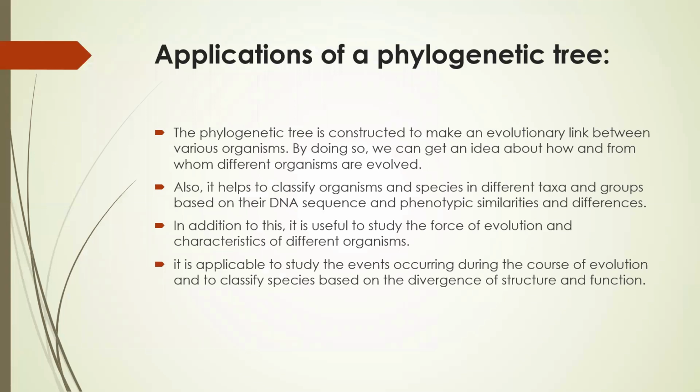Applications of the phylogenetic tree. The phylogenetic tree is constructed to make an evolutionary link between various organisms. By doing so, we can get an idea of how different organisms have evolved. Also, it helps to classify organisms and species into different taxa and groups based on their DNA sequences and find phenotypic similarities and differences. In addition to this, it is useful to study the forces of evolution and the characteristics of different organisms. It is applicable to study the events occurring during the course of evolution and to classify species based on their divergence or structure and function.